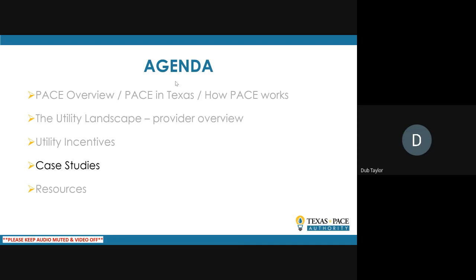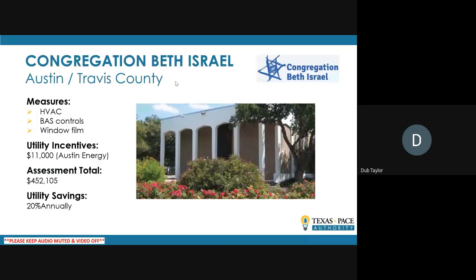So a couple of case studies to look at that tie this all into PACE. This is actually the very first PACE project in the state at a house of worship in Austin. Heating, ventilation, air conditioning, controls, and window film. And in this case, they secured an incentive of $11,000 through Austin Energy.